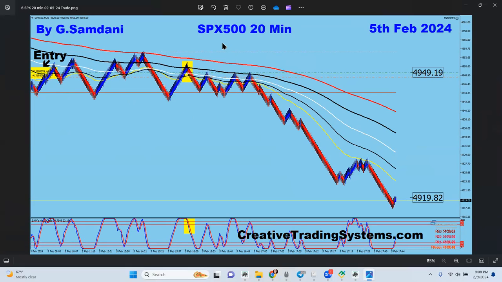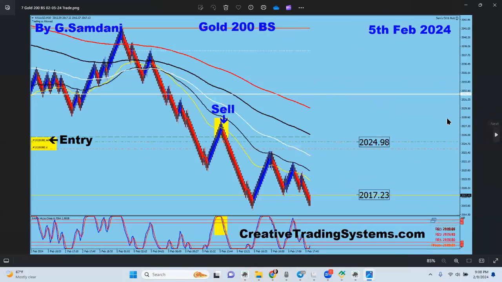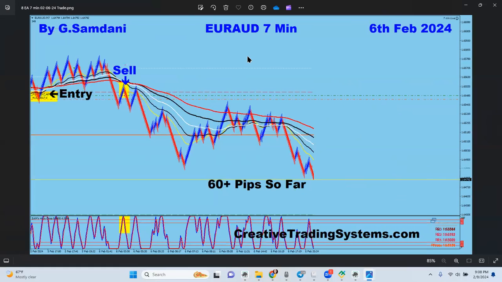All right, so this is the S&P 500 on the 5th. A lot of trades on the 5th. From 4,949 to 4,919, all the way down here. Beautiful trade. On the 5th, gold from 2000, big size here. You can see this is the second one, and nicely done here with the EA, from 2024 to 2017 again. And here you can see EURAUD from the 7-minute chart, down.